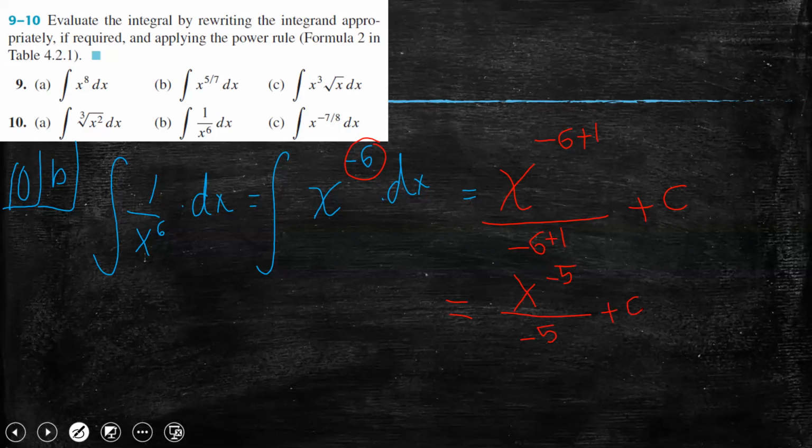Or you can write it as negative 1 over 5 x to the power 5 plus c. This is for b. Now, let's do it for c.